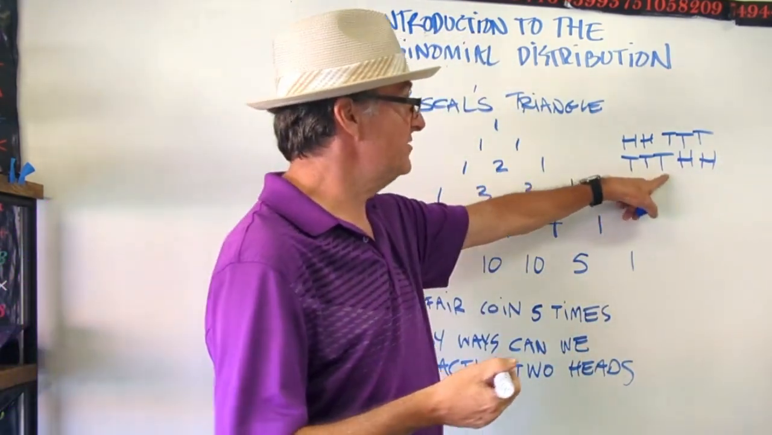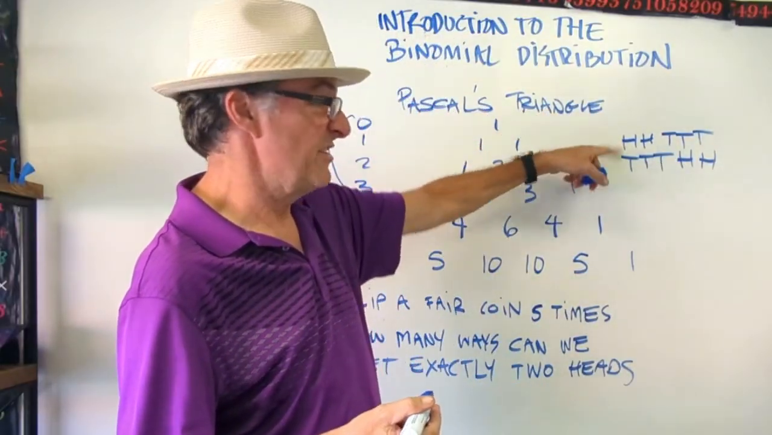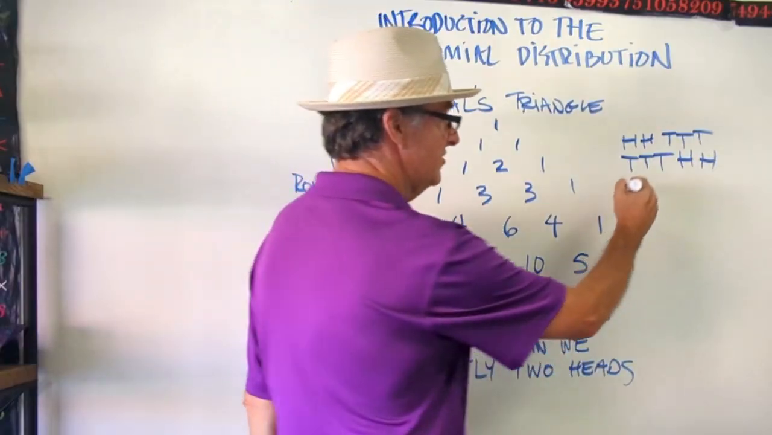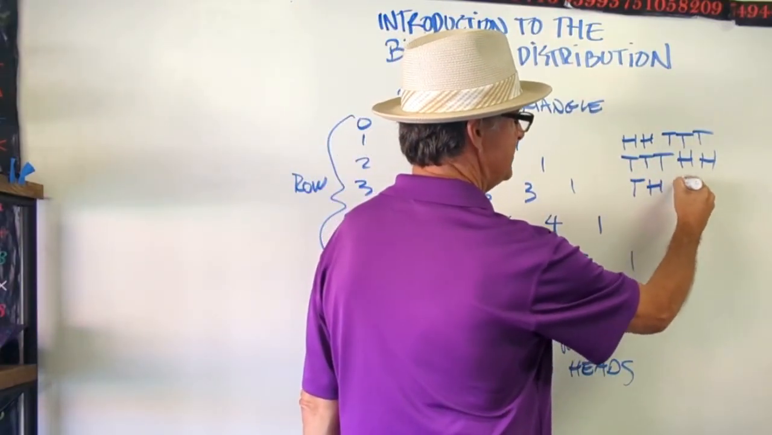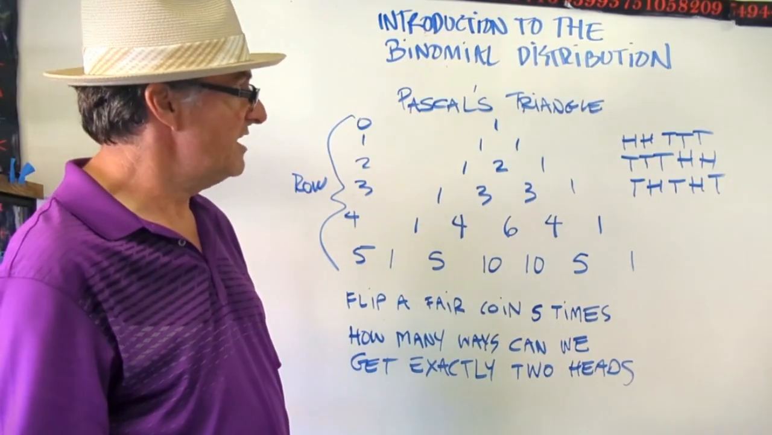This is getting 3 tails first and then 2 heads. So these 2, even though it looks kind of the same, they are different outcomes. And then there's a whole bunch more. We could do tail, head, tail, head, tail. Okay, cool. We're moving right along.